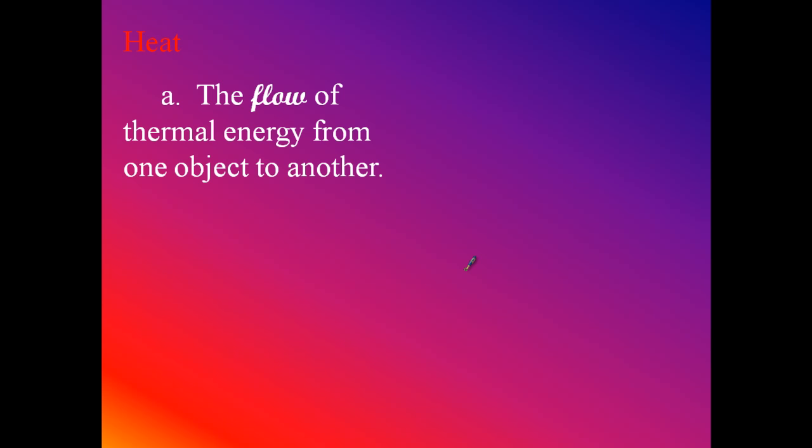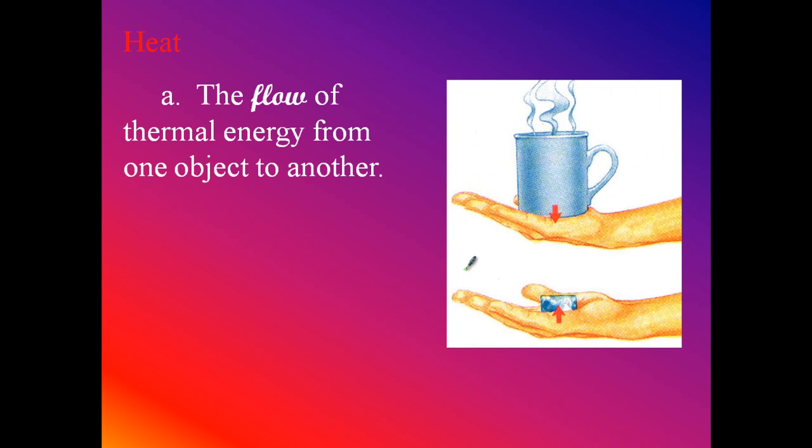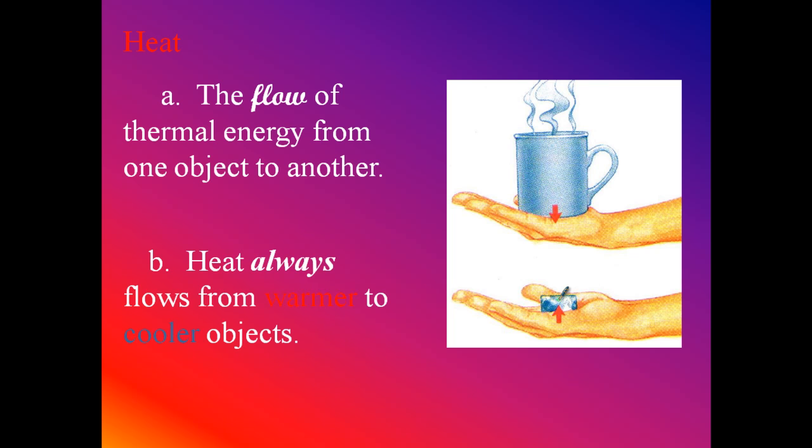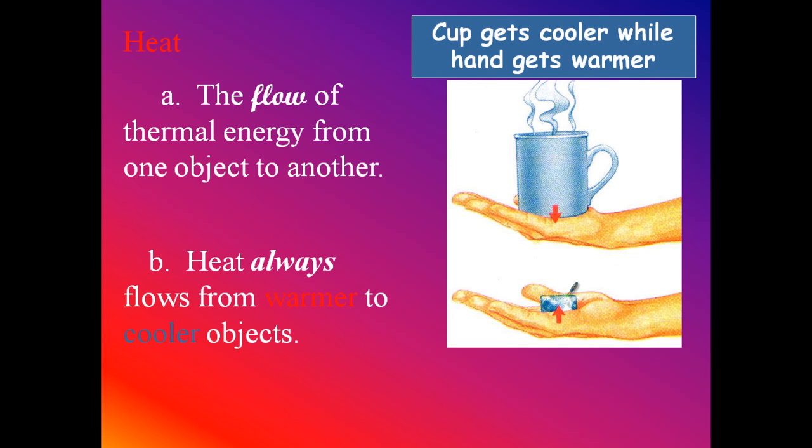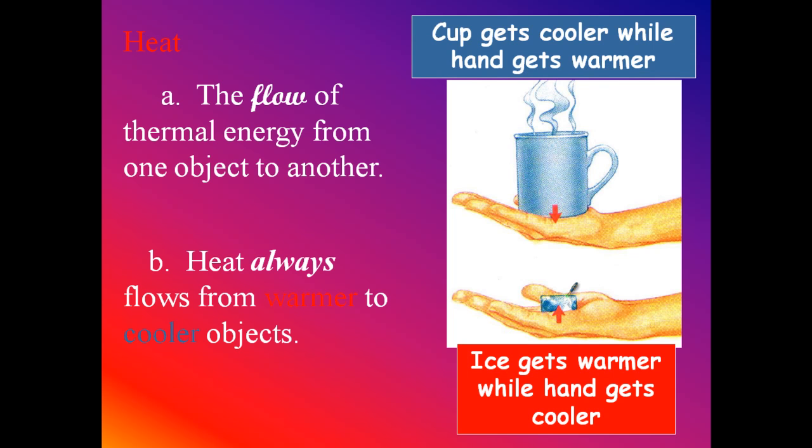So, the flow of thermal energy from one object to another. In this case, the coffee cup is hot, so it's going to transfer heat into your hand. So the flow follows this arrow. In this bottom picture, though, the ice cube is cold, so your hand transfers heat into that ice cube. So the arrow points that way. Heat always flows from warmer to cooler. So hot coffee to your hand, hand to the ice cube, not the other way around. Duh.